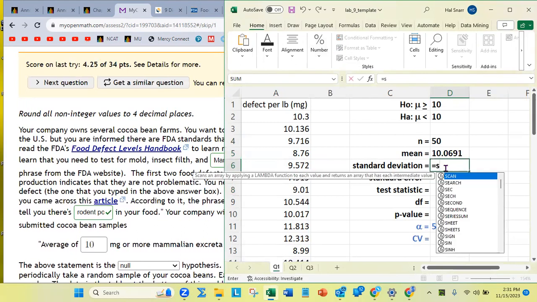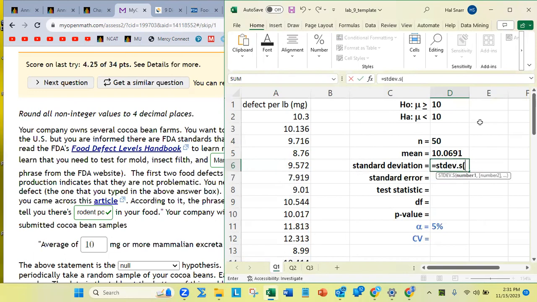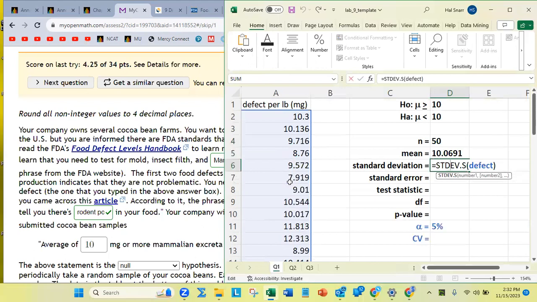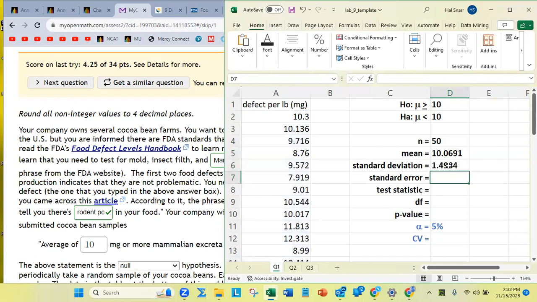The standard deviation of the sample is found using STDEV.S because it's a sample. We want the sample standard deviation of defect. The sample standard deviation is 1.4984. Now this is the standard deviation of this set of 50 observations. Your standard deviation is going to be different than my standard deviation. Your mean is going to be different than my mean.